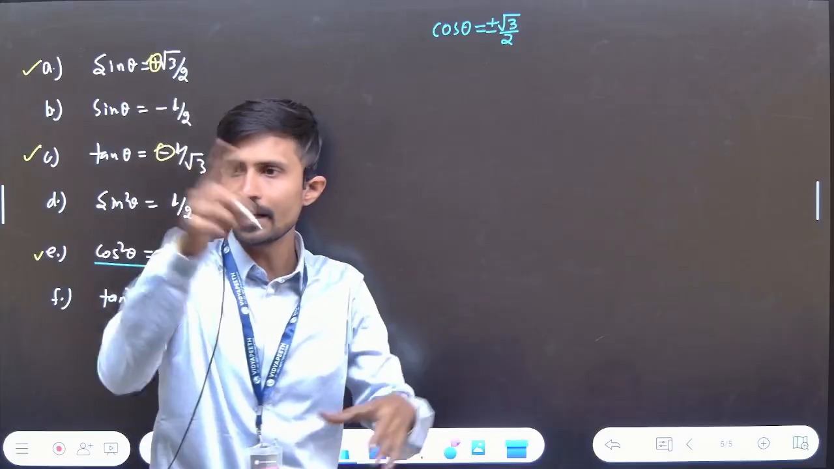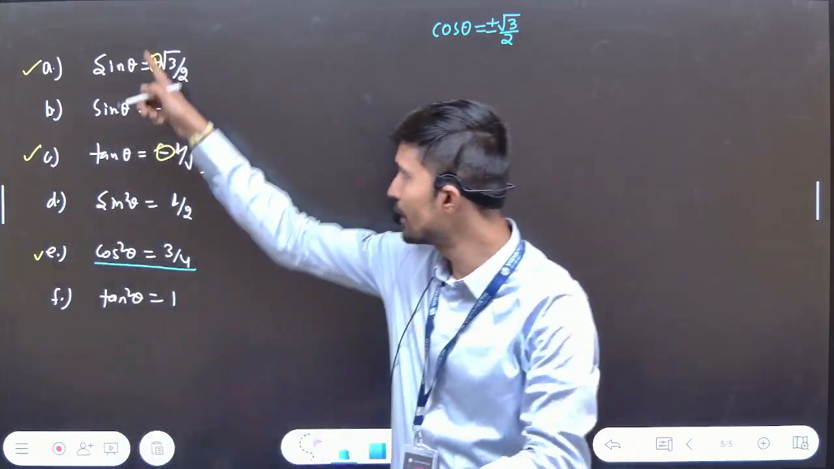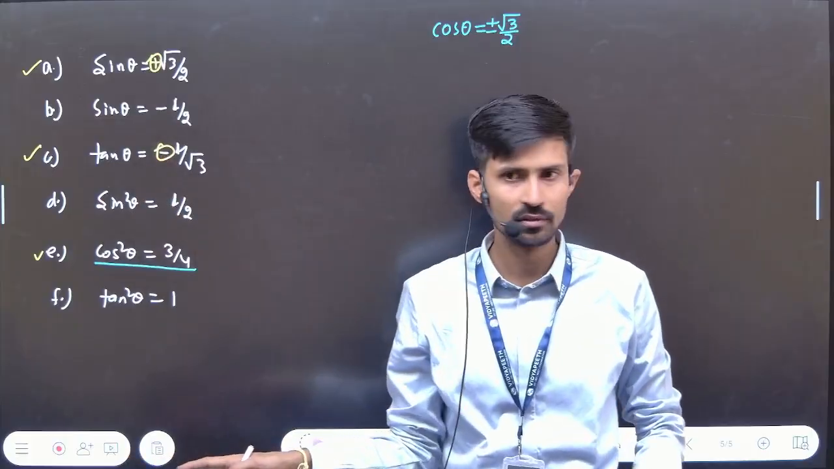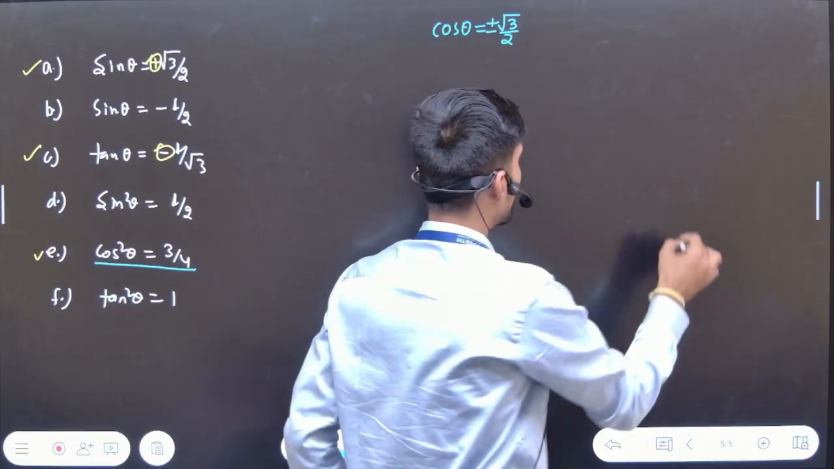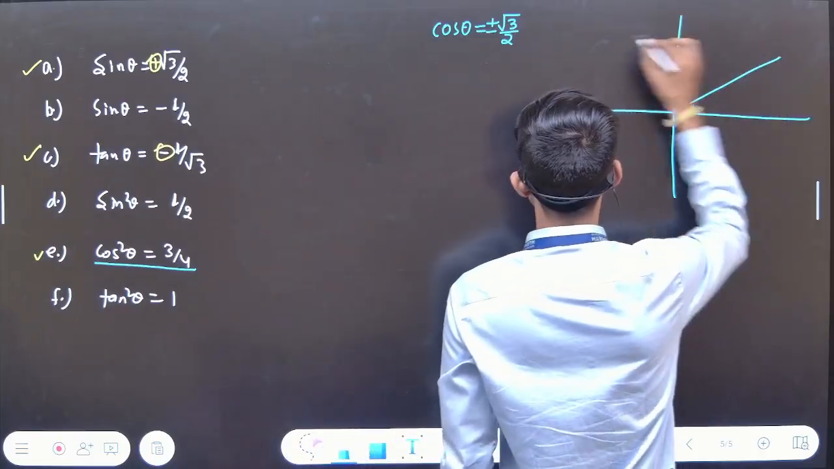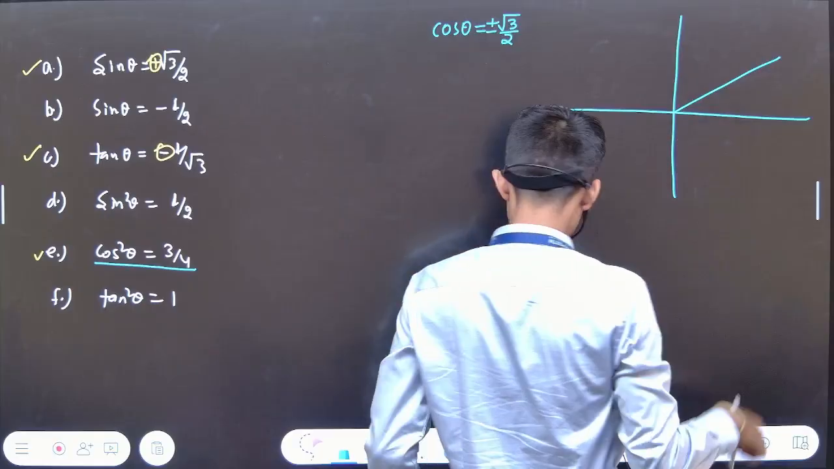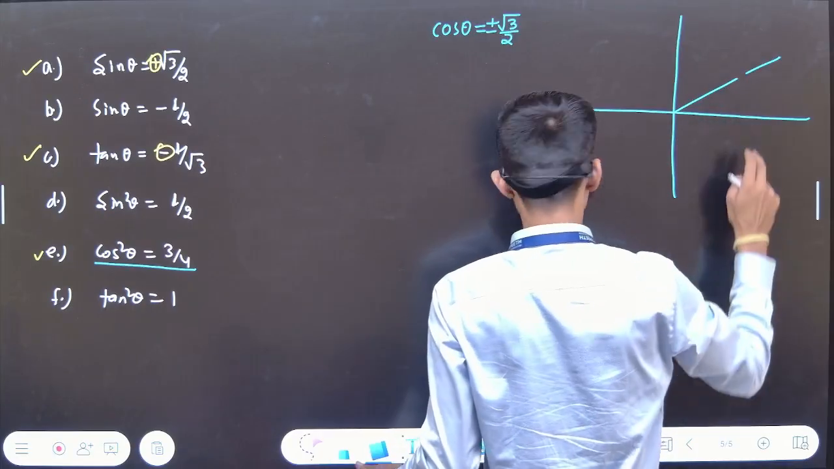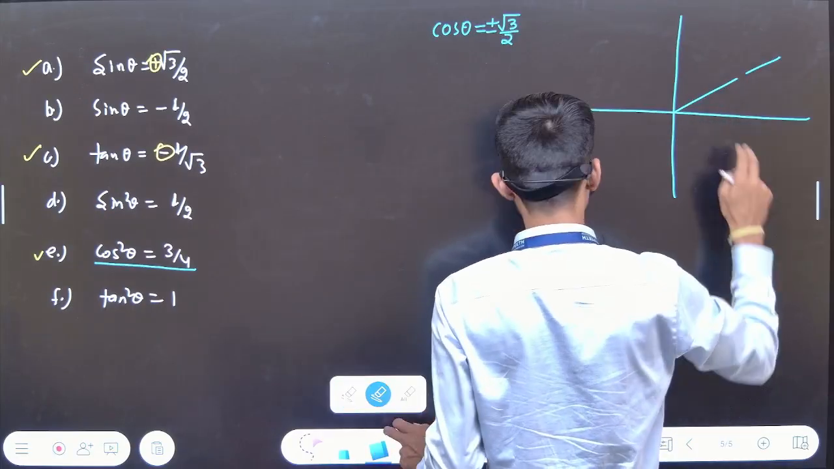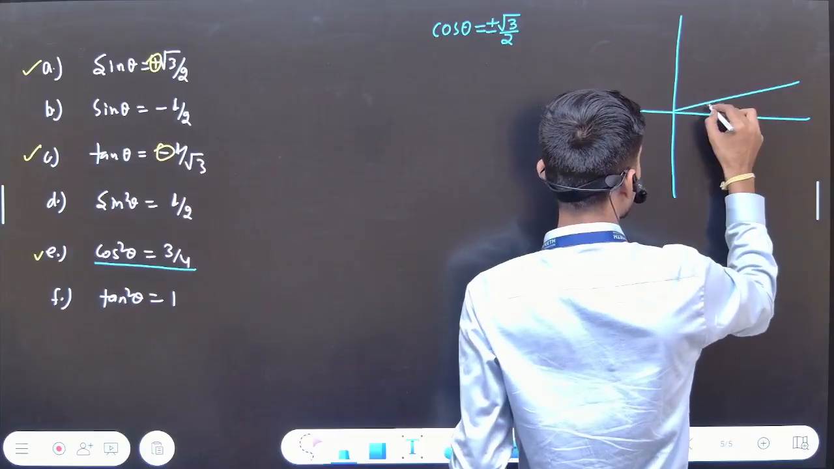Now, how will you find the angle in all four quadrants? Whatever procedure I tell you here, the same procedure will be applied for all. Okay? So see, first, this is root 3 by 2. So can you tell me, cos theta equals plus root 3 by 2, which will be the angle? The first quadrant angle we know now. What will be that angle? Tell me. 30 degree.